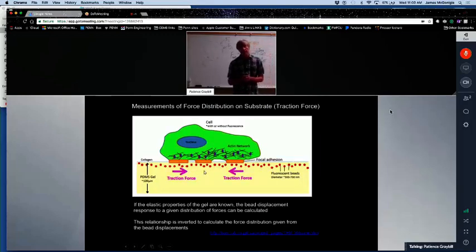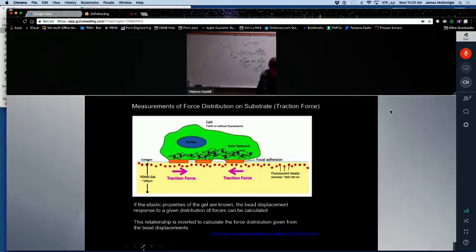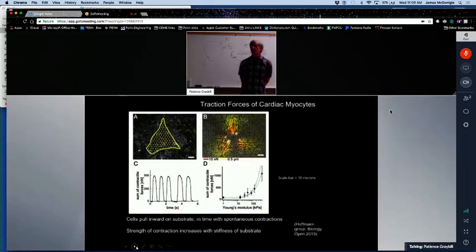And so the experiment is done by first taking a video of the substrate without the cell, and then you film the substrate again as the cell moves through it, and then you see that the beads move. And from the motions of the beads, together with what we know about the elasticity of the substrate, we're able to calculate their corresponding forces. Okay. So here's an example of this.